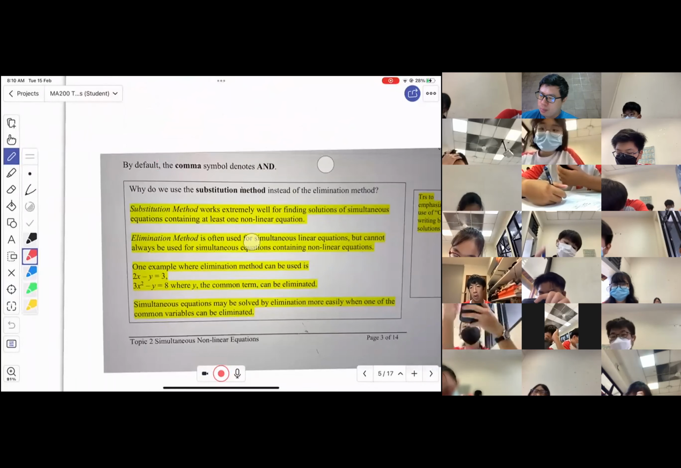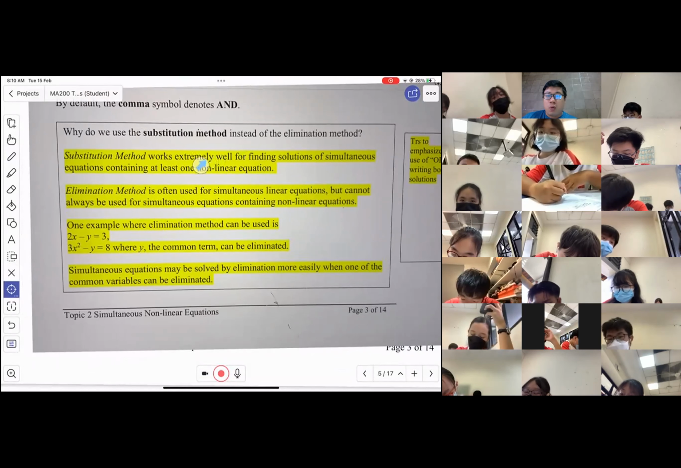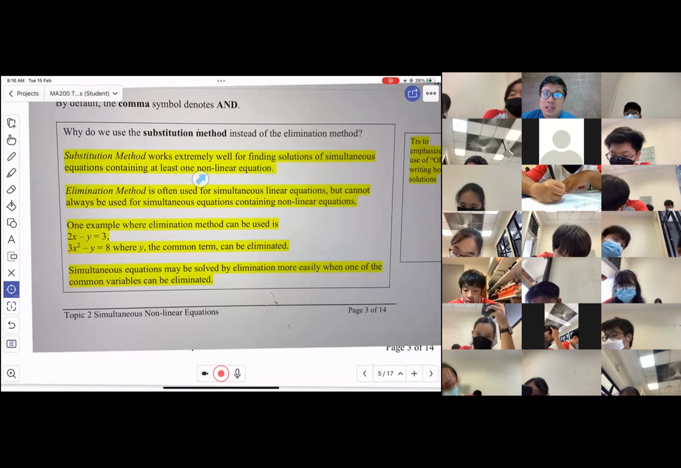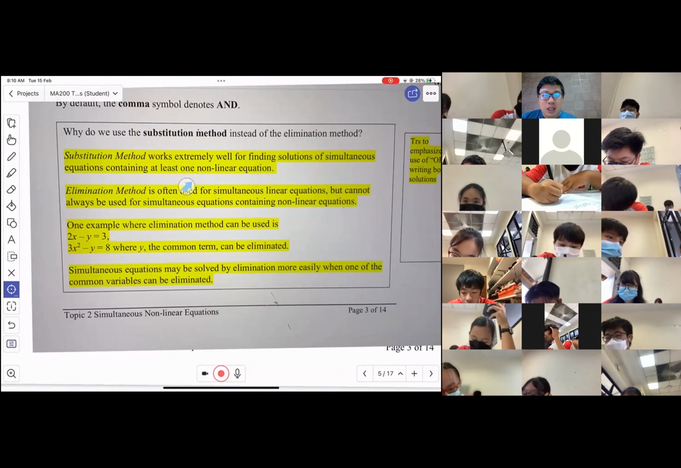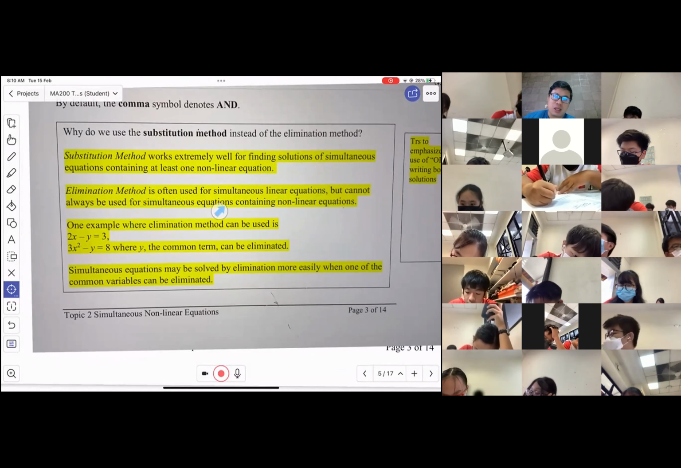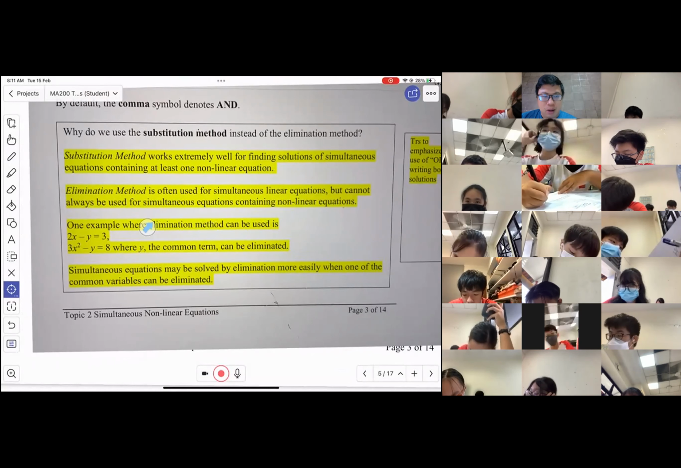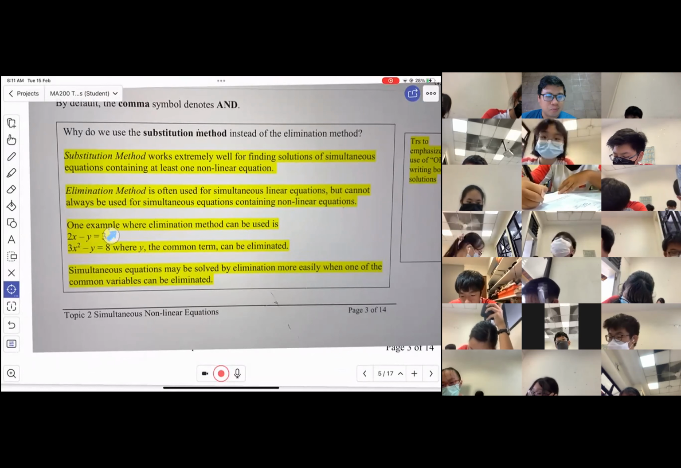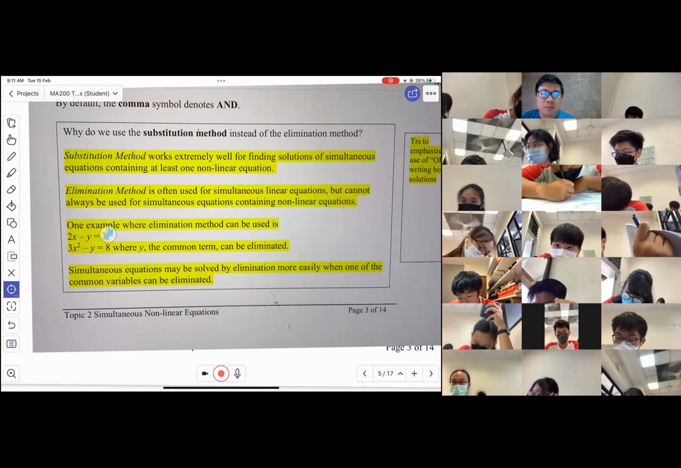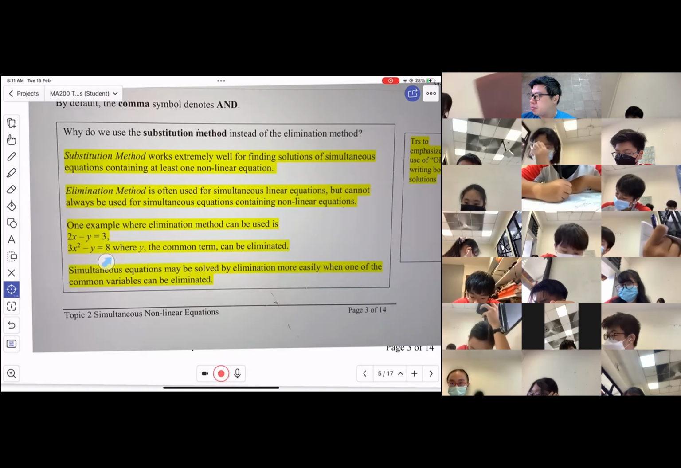And from there, you notice that the substitution method will work extremely well for finding solutions of equations with at least one non-linear equation. But I think some of you tried elimination, then you realized that you are stuck because it cannot always be used for simultaneous equations containing a non-linear equation. An example is this, right? Those of you who tried, you realize that you can't really do elimination, you can't create the same variable because of the quadratic component.